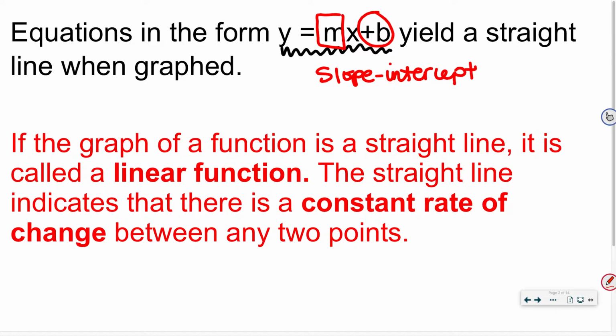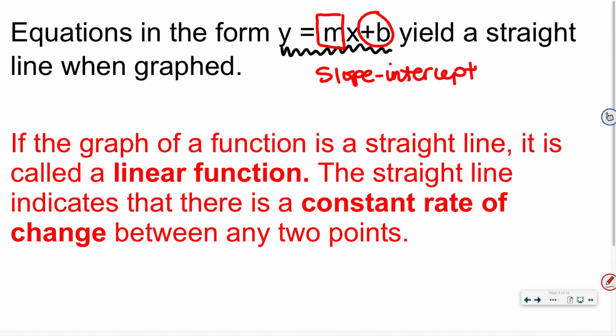Primarily, we've been working with these types of functions so far. We've been looking at the rate of change in our tables. We've been looking at the slope on our graphs. They're representing the same value. That change has been constant. And that constant change is what's making our lines straight.